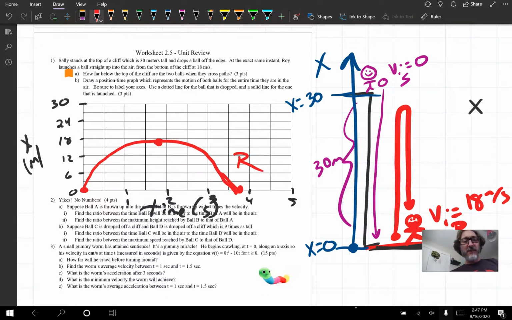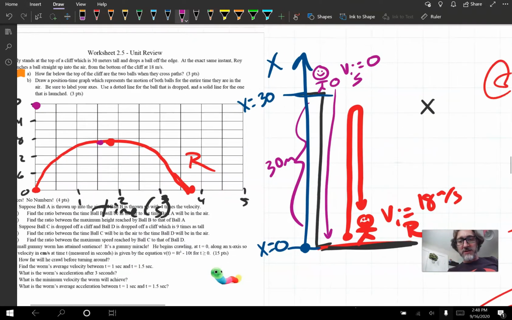Meanwhile, Sally's ball, I know, is going to start up here at a position of 30, and it's going to hit the ground. I know they cross paths after 1.67 seconds, so hopefully somewhere like right around here. Not quite at the top of the path, but it's pretty close. All right, so let's figure out how long it's going to take for that purple ball to hit the ground.